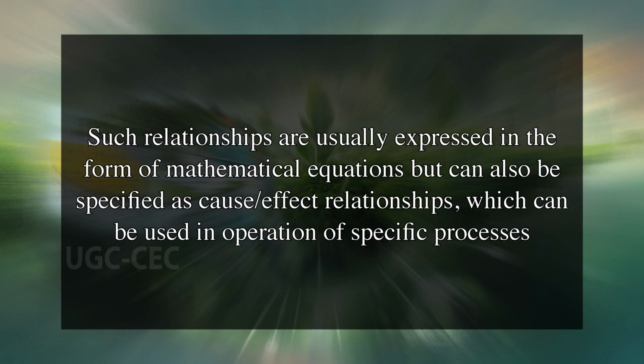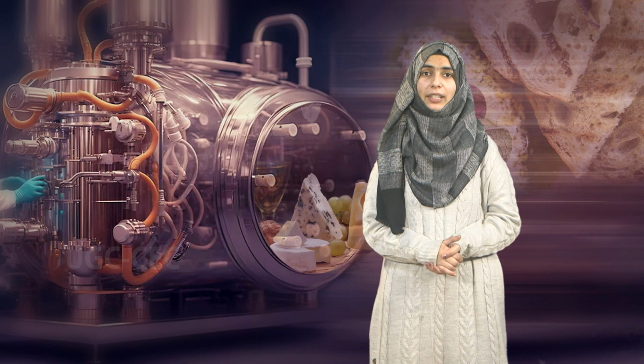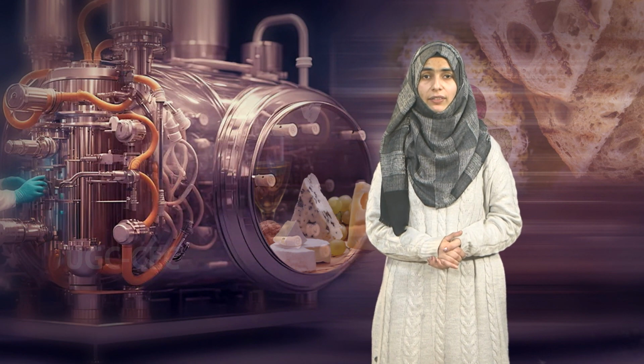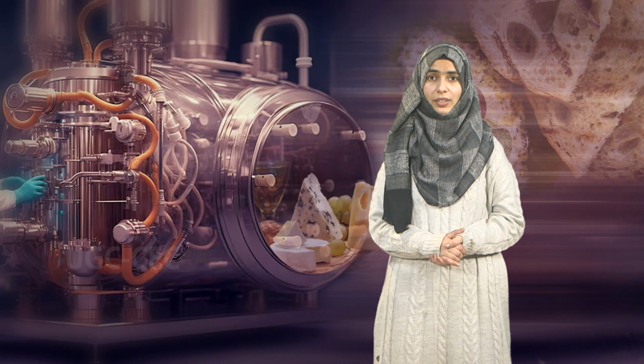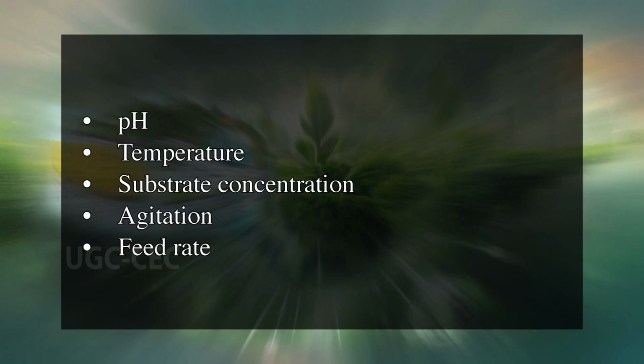Such relationships are usually expressed in the form of mathematical equations, but can also be specified as cause-effect relationships, which can be used in the operation of the specific processes. The actual variables involved can be extensive, but will include any parameter that is of importance for the process and can include pH, temperature, substrate concentration, agitation, feed rate, etc.